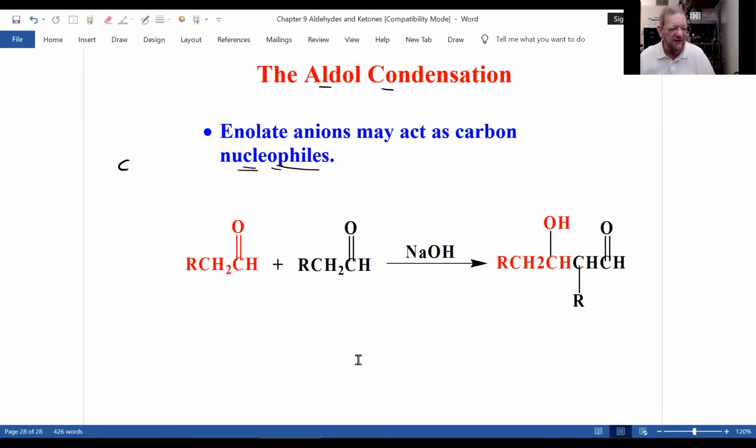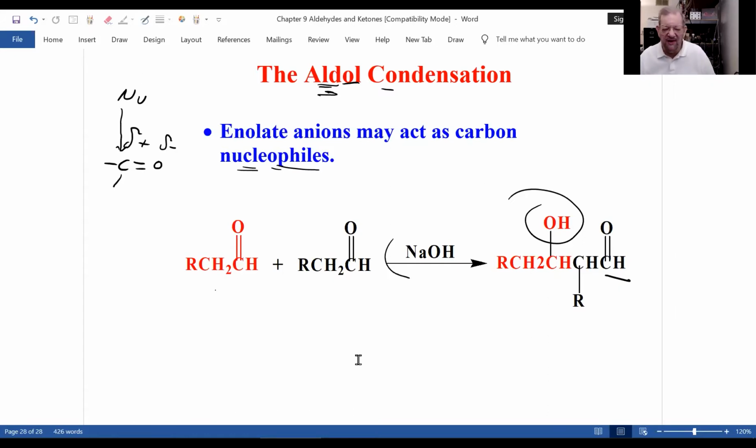And just remember, the carbonyl is slightly polarized, and therefore any nucleophile will attack the carbonyl carbon. Well, here's the Aldol condensation. First of all, why is it called an Aldol condensation? ALD from aldehyde, OL from alcohol. And that's how you got the Aldol condensation.